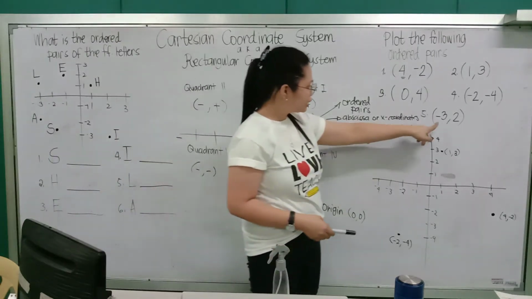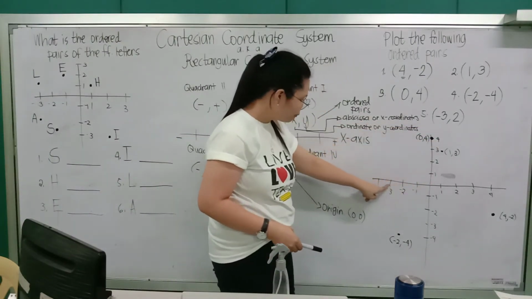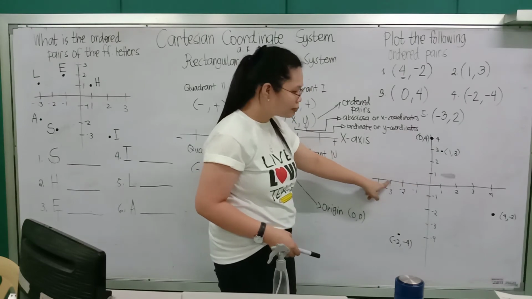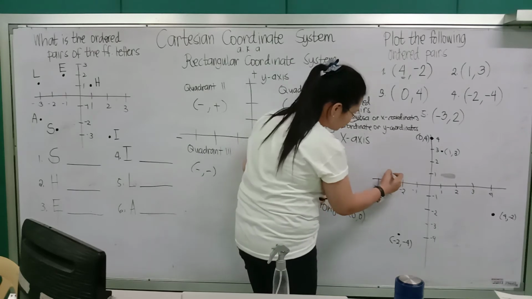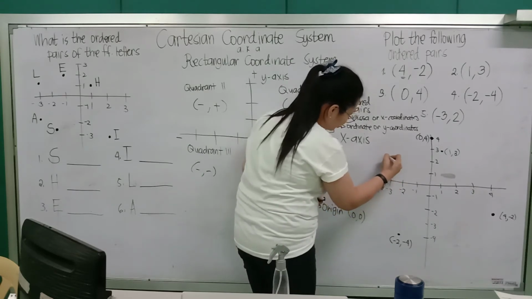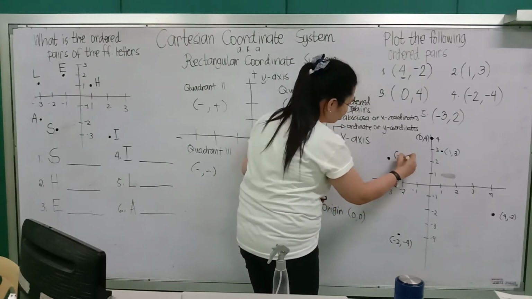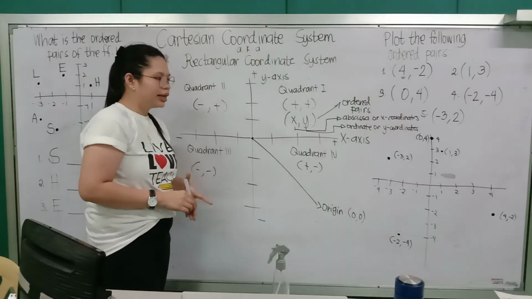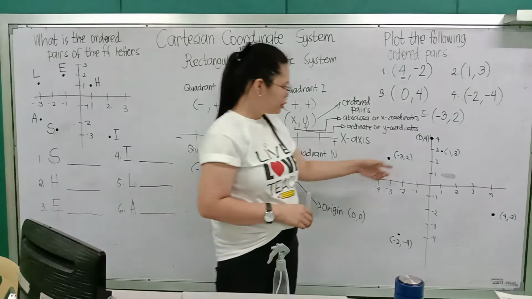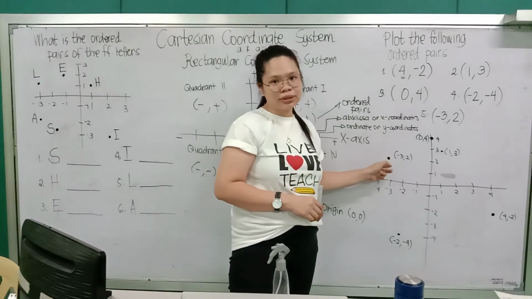So, x-axis natin, negative 3. Hanapin mo lang, negative 3. Then, up lang tayo ng 2 steps. 1, 2. So, in this case, dito sila mag-meet. So, we can say that negative 3 and 2 is where located. So, this one. So, dito sila.